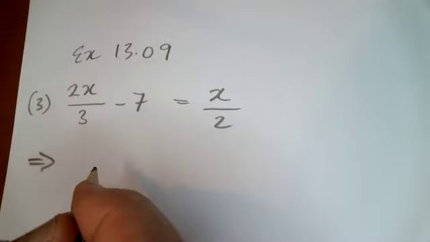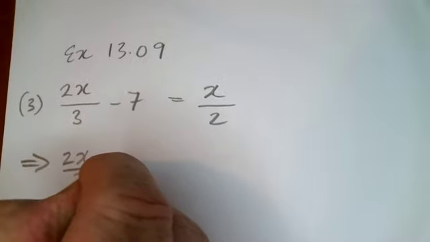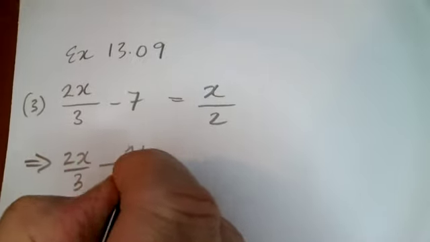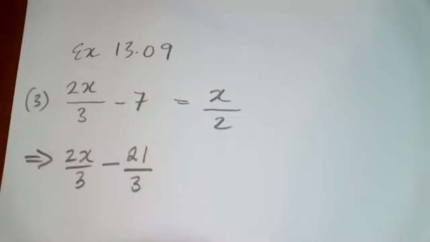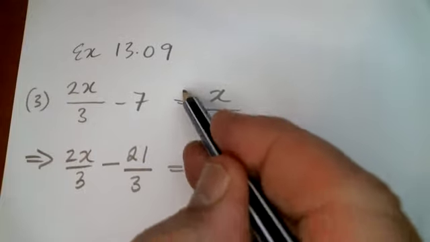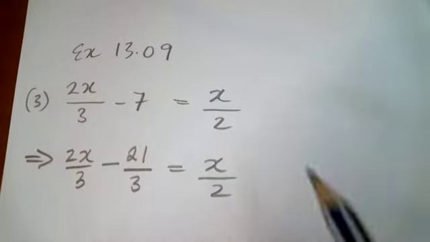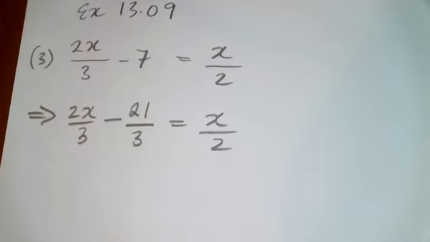So that implies that 2x on 3 minus, well, 3 sevens are 21, so 21 on 3, because 21 on 3 is 7, is equal to x on 2. And I'm very careful to keep the equal signs under each other. It shows you that you really understand the grammar of mathematics if you do that. And people will think, well, you know what you're doing.